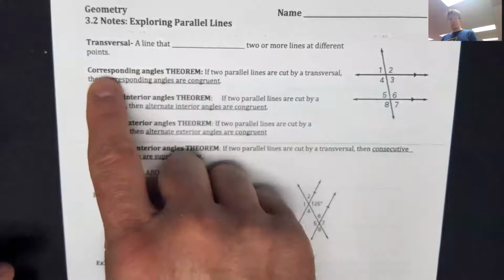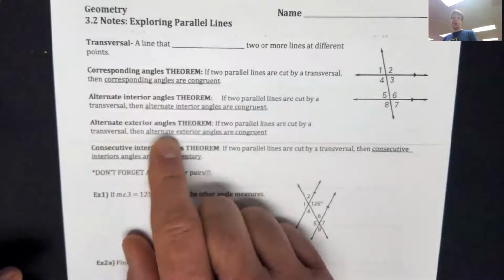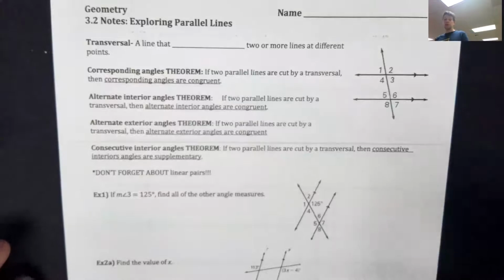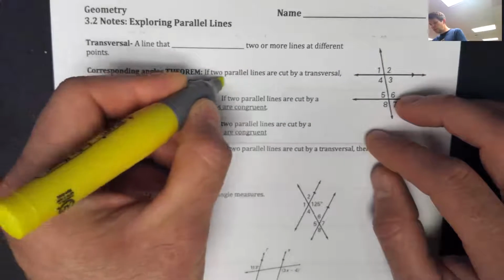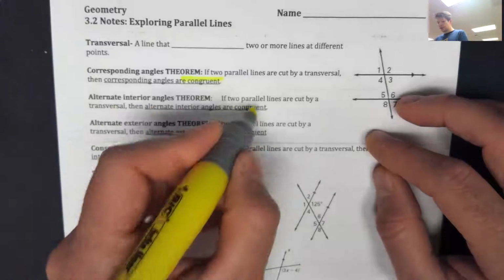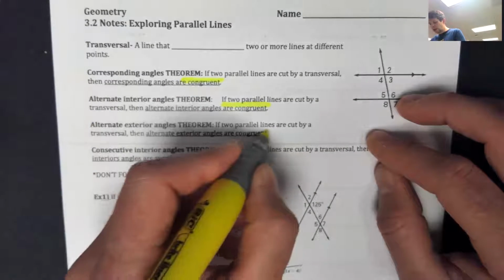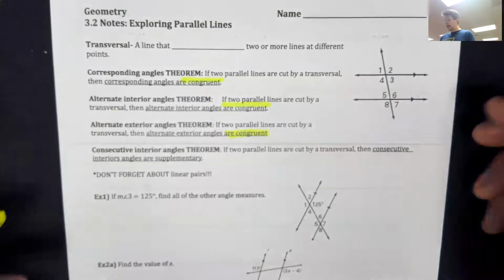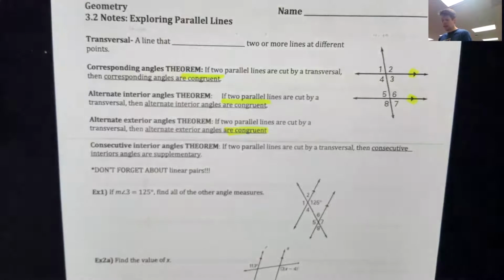So our four basic theorems are the corresponding angles theorem, the alternate interior angles theorem, the alternate exterior angles theorem, and the consecutive interior angles theorem. Most of these are very similar, but there is one that is a little bit different. So to begin with, our corresponding angles are going to be congruent to each other. Our alternate interior angles are going to be congruent to each other, and our alternate exterior angles are going to be congruent to each other as well. So that matches up really, really nicely. As long as you have parallel lines, you have congruent angles. So what you see is what you get, and that works out great.